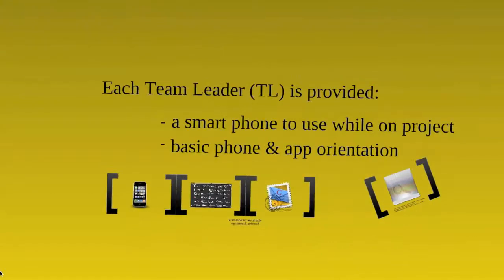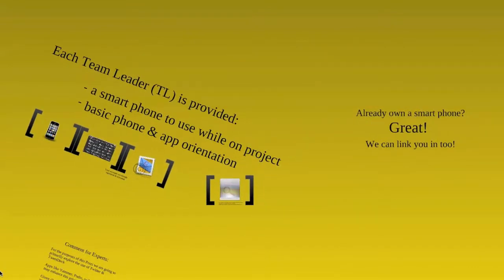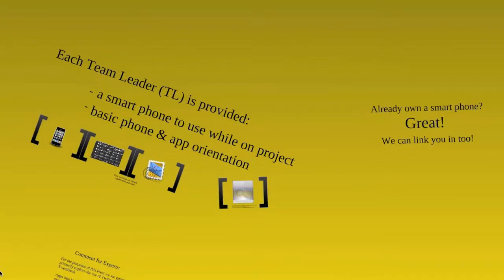So here's the plan. Each team leader on site at a project in the field is provided a smartphone to use while they're there working with us, whether it's a day, a week, a month. And they're provided basic phone and application orientation. So we'll show you how to use the phone that we give you and how to use the applications that we're talking about. If you already own a smartphone and you'd like to use that instead, that's great. We have a way of linking you in too.